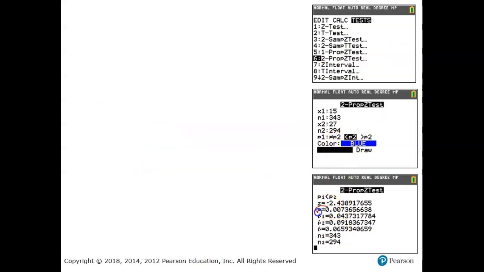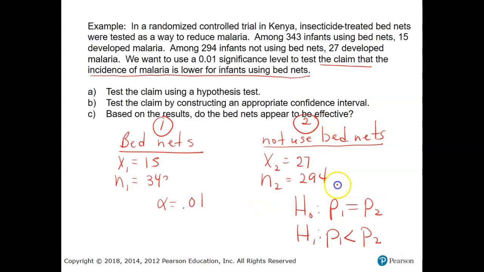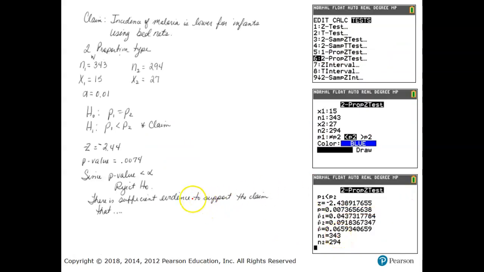So here we get our p-value. If I compare that to my alpha of 0.01, it's less than that, so I'm going to reject the null hypothesis. Looking back, this was my claim statement here. If I reject the null hypothesis in support of this claim statement, then I'm going to say that there is sufficient evidence to support the claim that incidence of malaria is lower for infants using bed nets.